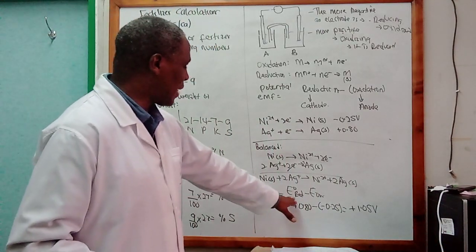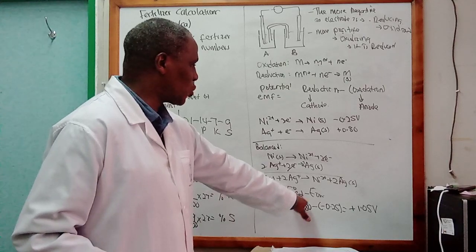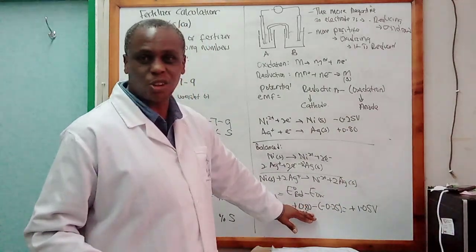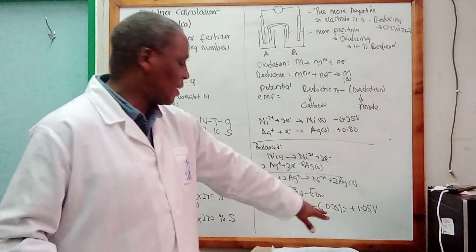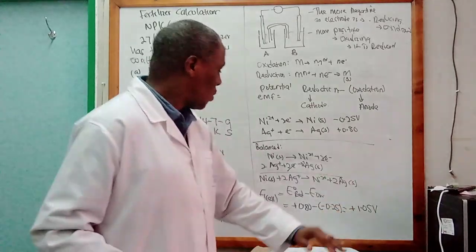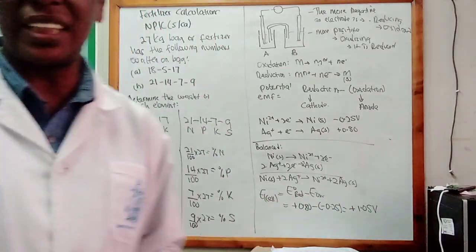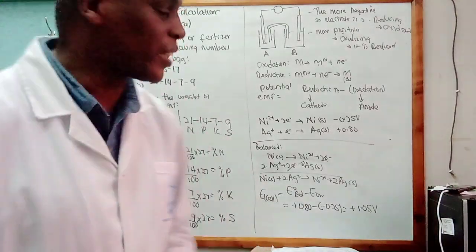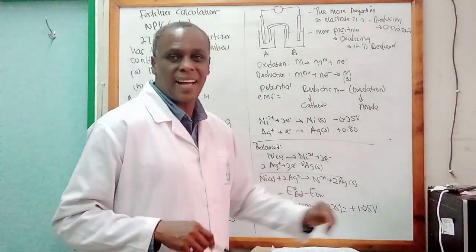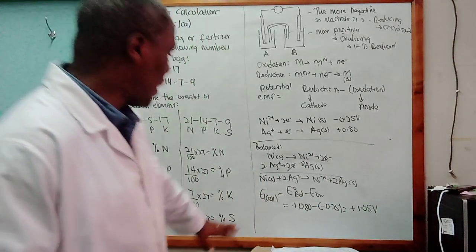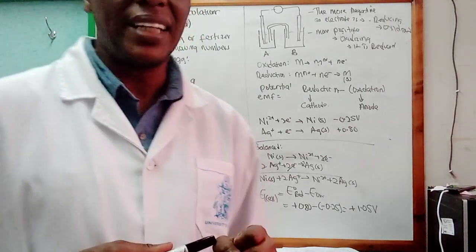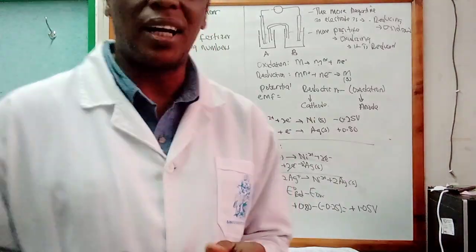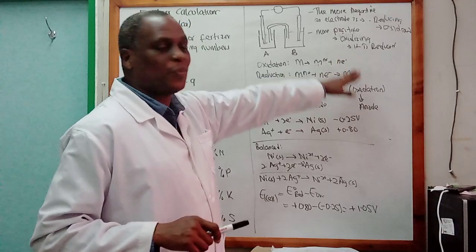Like in this case, if we're talking about the E cell, you're simply going to take the one for the reduction, which in this case is 0.8, and then you subtract from it the one for the oxidation. You're simply going to take it the way it is, without doing any alterations. If you're going to do any alterations, then that will give you a different figure. But for the E cell, you're simply going to take it the way it has been given in the chart of the reduction potential.